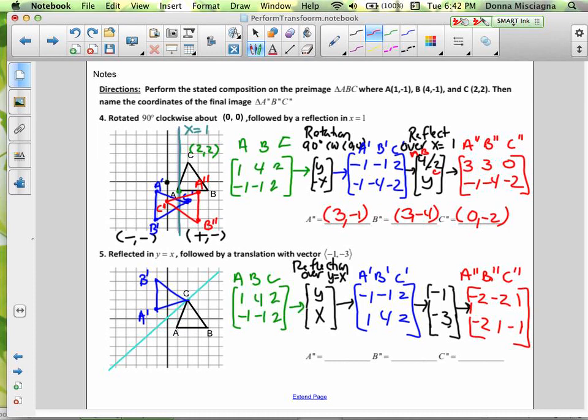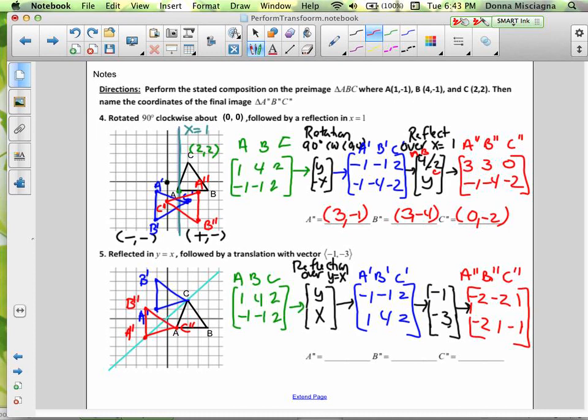All right, so we have negative 2, negative 2. So that's going to be right here. That will be A double prime. And then negative 2, 1. So that's going to be right here. That will be B double prime. And then C is at 1, negative 1, right where A is. And that's going to give us, A is so far away from the point here. I almost went to the letter rather than the point.